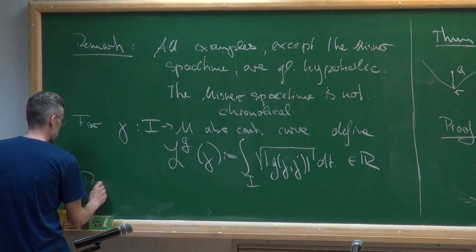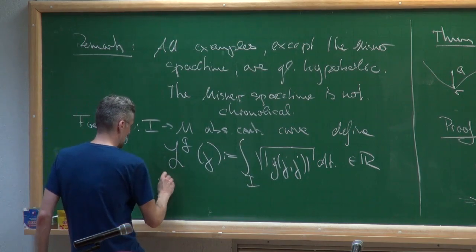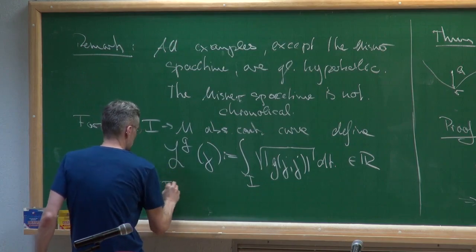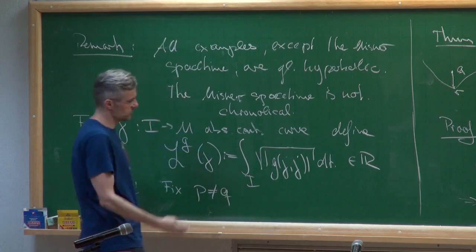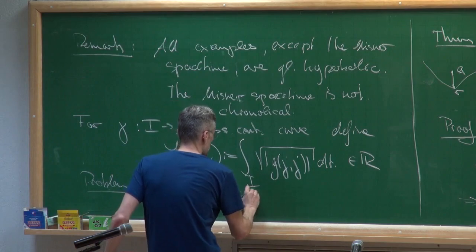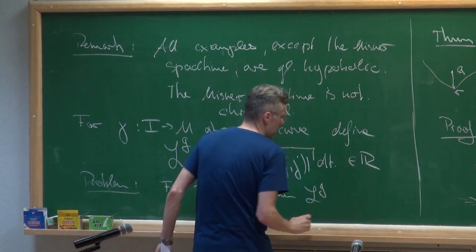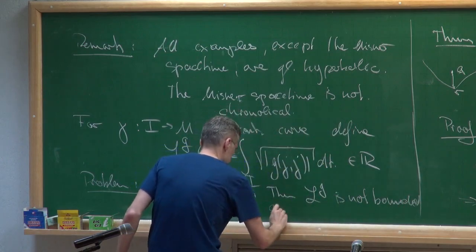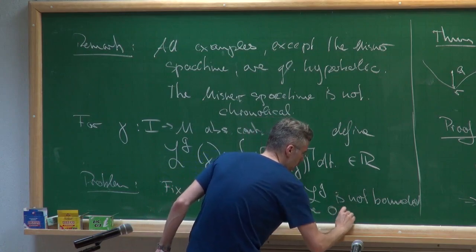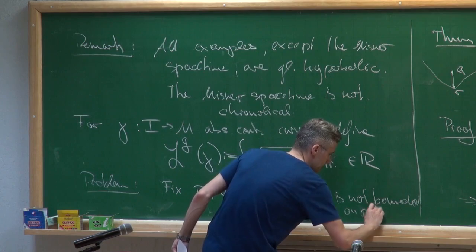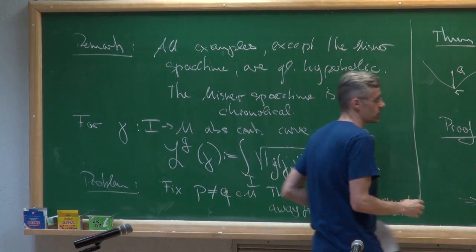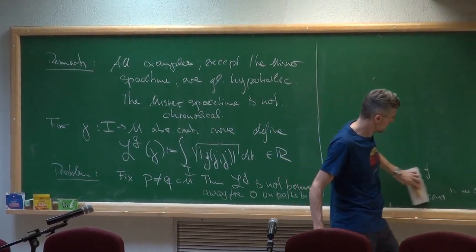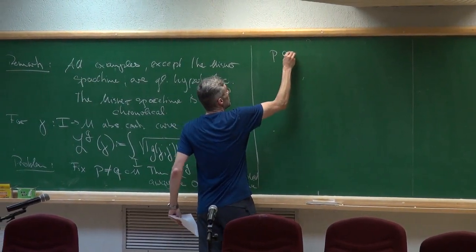The problem here is, if you write it like that, for curves, so fix P not equal Q, it works for P equal Q as well, but that's not an interesting case, in M two points, then L_g is not bounded away from zero on paths between P and Q. Actually, what you get is you can always construct a path of length 0 between any points.